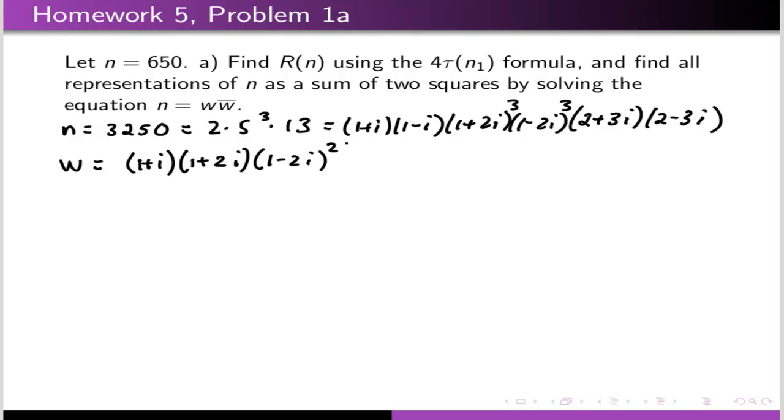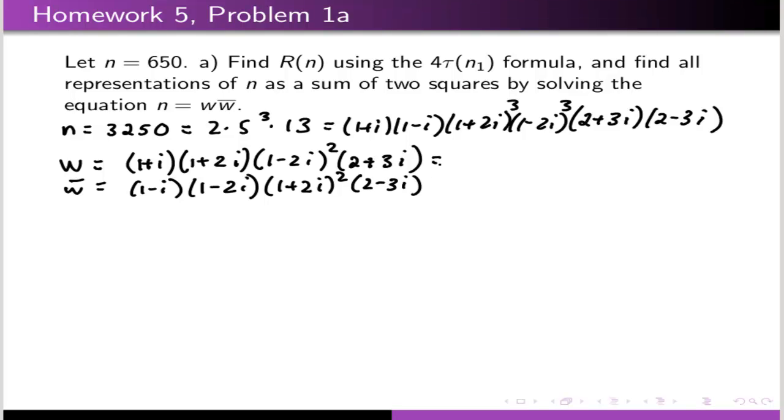and so we would then have to have a square here, and then 2 plus 3I. There's an example. And then W conjugate would be 1 minus I, 1 minus 2I. It'll have 1 plus 2I squared. So when we multiply them, we'd have 1 plus 2I cubed coming out, and a 1 minus 2I cubed coming out, and then a 2 minus 3I. Okay, so what do you get?